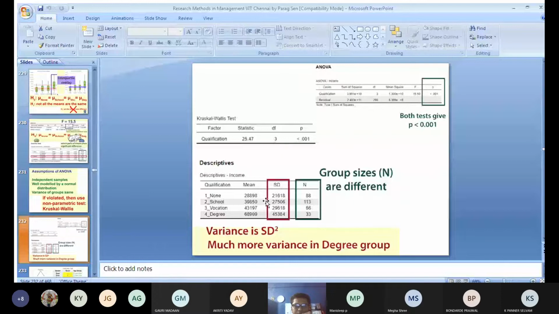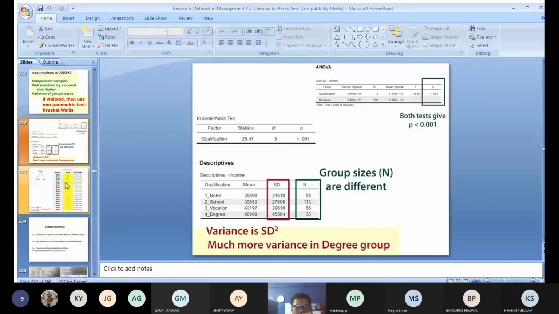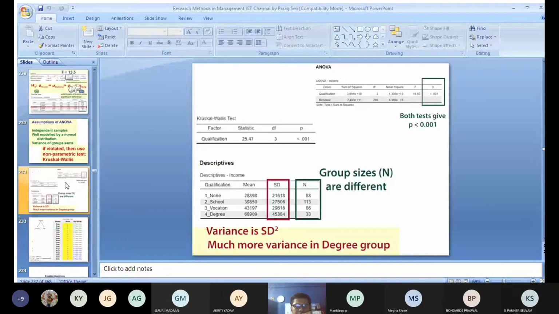So in this type of cases, we cannot perform ANOVA. Rather, we need to perform Kruskal-Wallis test. But in most of the cases, we have seen that even if you perform ANOVA, the Kruskal-Wallis test and ANOVA will give you the same result. But this is the standard procedure, Kruskal-Wallis test. So we need to conduct Kruskal-Wallis test.